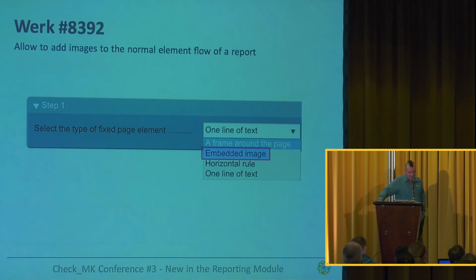Since work 8392, you can also have the regular report, not the header or a specific area in the report, show an image. That wasn't possible before. You can choose that now, so it's an embedded image, and the picture is then shown at the exact point in the report where you need it to be.